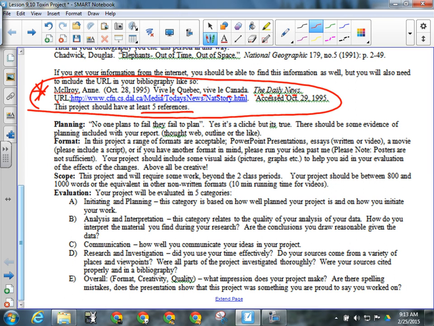Initiating and planning, 5 marks. Analysis and interpretation: the stuff that you write, is it factual? Does it make sense? 5 marks. Communication: when I read your report, does it sound like a 15 or 16-year-old wrote it? Not my 5-year-old. Because if it sounds that way, I'm not going to be terribly impressed.